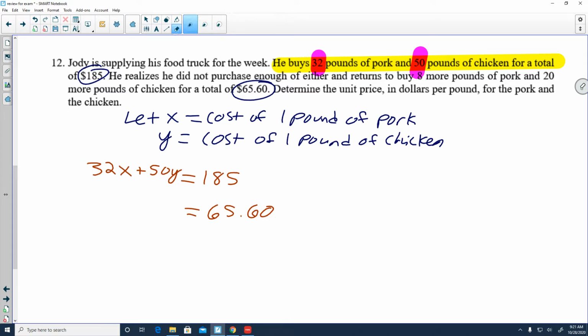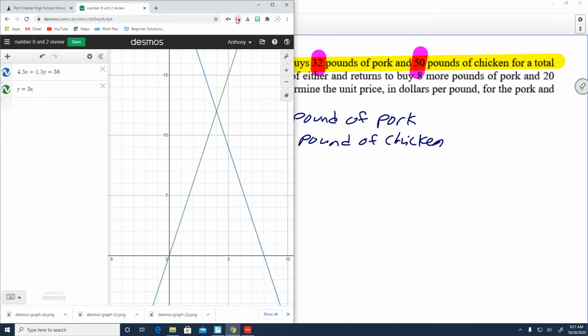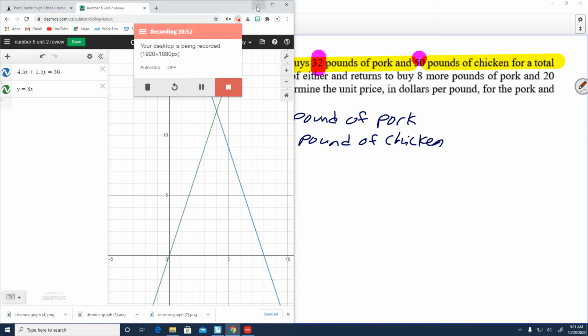Let me erase this. This is a little messy here. Oh, I can't erase that highlighter. All right, give me a second. All right, sorry about that. I just wanted to erase the highlighter.